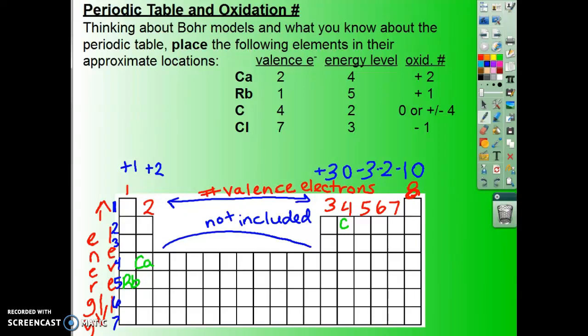The next element that we need to place on the periodic table here is chlorine. And chlorine, it says, has 7 valence electrons, so we know that it's going to be in group 7 or column 7. And to figure out which row it will be on, we can just look at the energy level once again. So on the 3rd row down, we'll find the energy level 3 for chlorine.